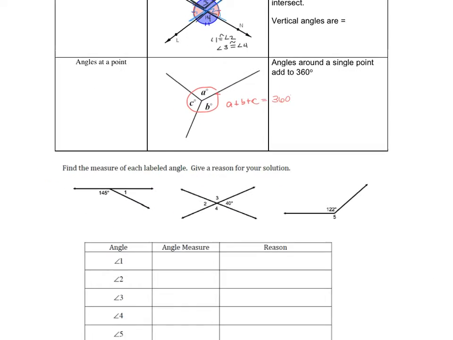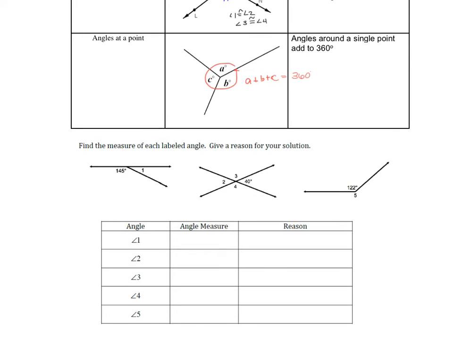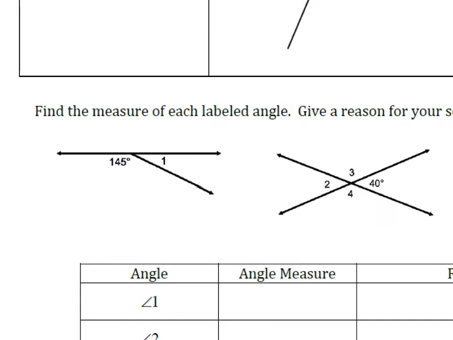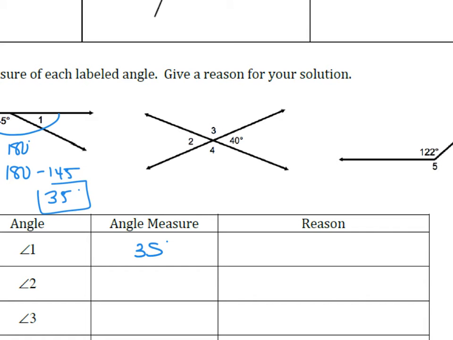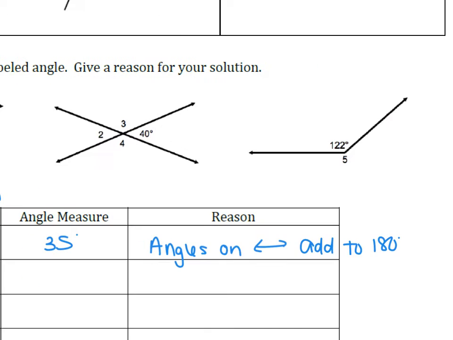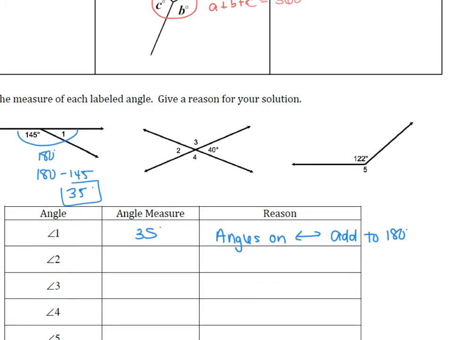All right. Find the measure of each labeled angle. Make sure that you give a reason for your solution. For number 1, I have angle 1. Well, I know angles on the same line add up to 180. So I'm just going to do 180 minus 145. What's 180 minus 145? It's 35, and that would be what I would put in for angle 1. I would do 35 degrees. And my reasoning: angles on a line add up to 180. Just like that. Angles on a line add up to 180.